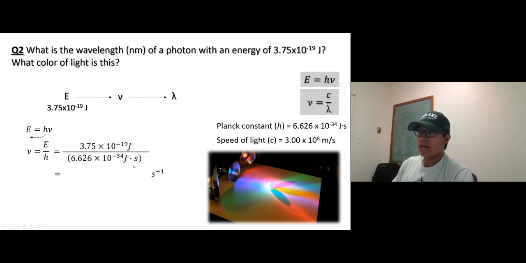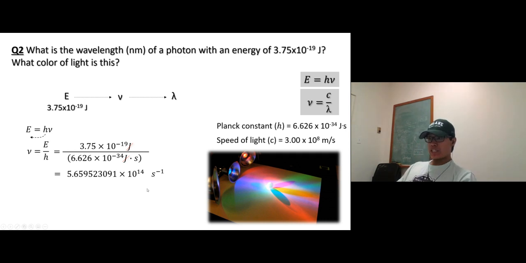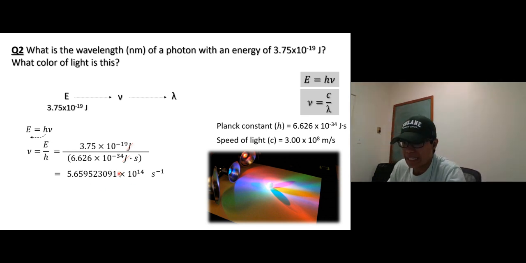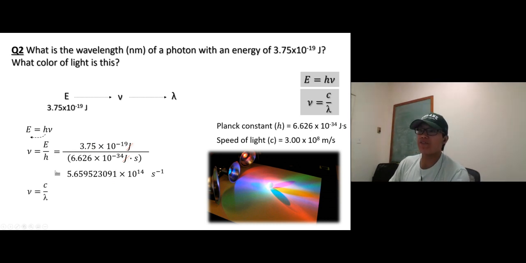Joule cancels with joule, and you're going to be left with the unit of per second, which is the unit of frequency, hertz. Okay, do the math right here, you get that. Don't round it off yet, because every time you round off, you add uncertainty to your number. We round off just one time at the end. So I'm going to keep the number, but keep in mind this is 3 sig figs, 3.75, so 3 sig figs. All right, now we have the frequency.